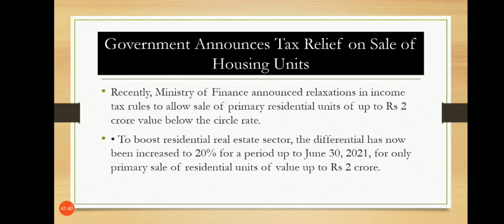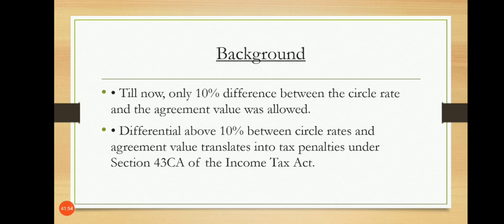तो ये मैंने आपको कैप तो बता ही दिया है दैट अप टू ₹2 crore ओनली. Okay, the houses which are exempted from income tax, the eligible housing units, should be up to ₹2 crore only. So the background is that till now only 10% difference between the circle rate and the agreement value was allowed, but now it has been changed to 20%. Differential above 10% between circle rates and agreement value translates into tax penalties under section 43CA of Income Tax Act.